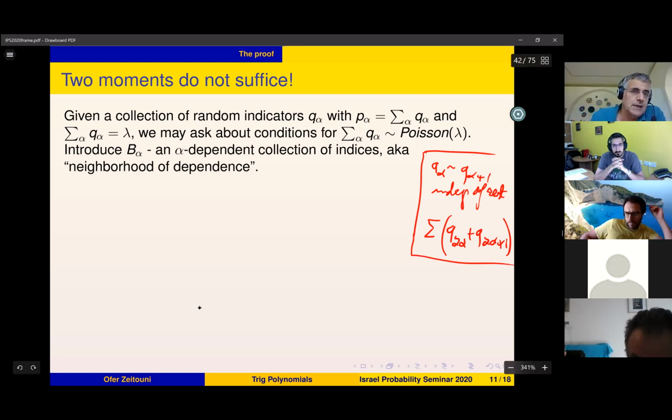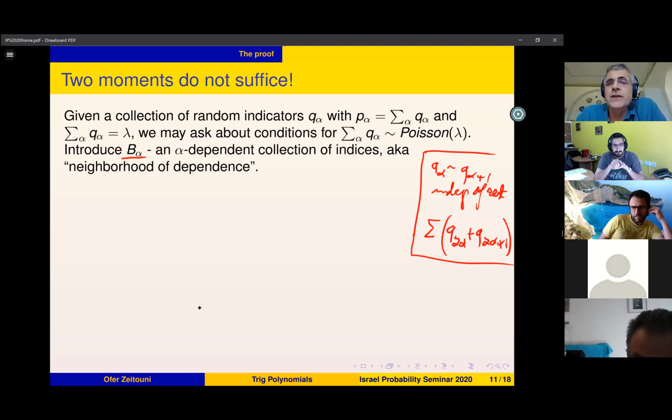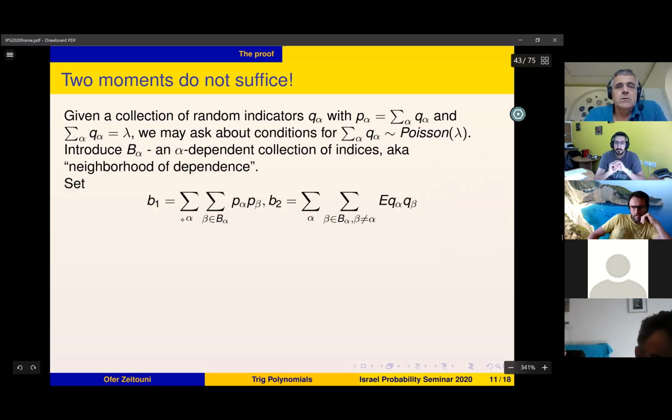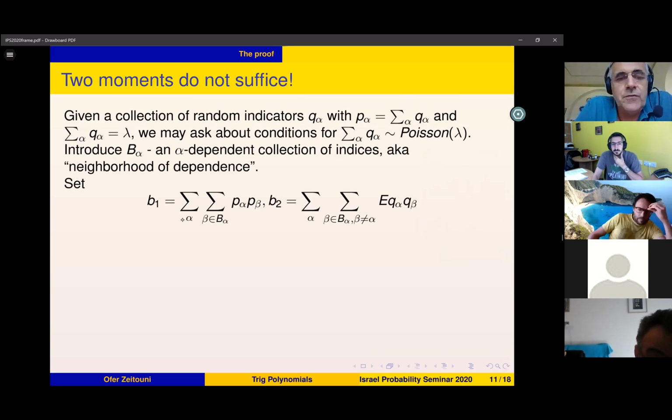What I'm going to describe next is a method that abstracts this observation. It introduces a neighborhood B alpha. These are a collection of indices on which you think Q alpha depends only. And then you can introduce several quantities. The first quantity, denoted B1, is just the product of the deterministic number P alpha, where alpha is going over everything.